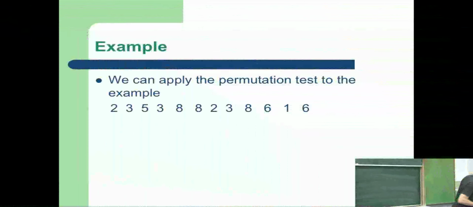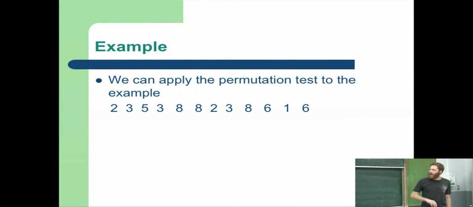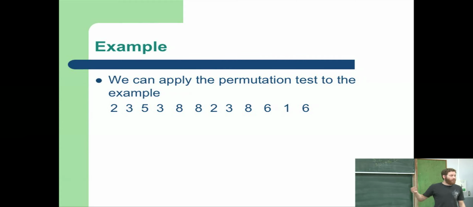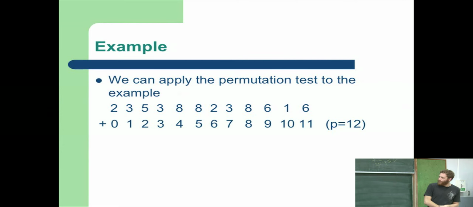So, for example, let's go back to this rather long sequence and apply the permutation test. See if it's possible, okay? Because I think it's too difficult to check the distance rule with every pair of integers and so on.